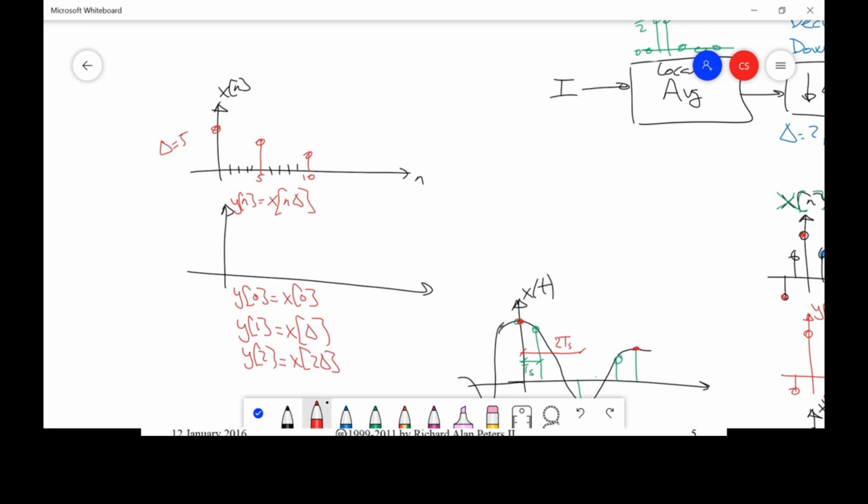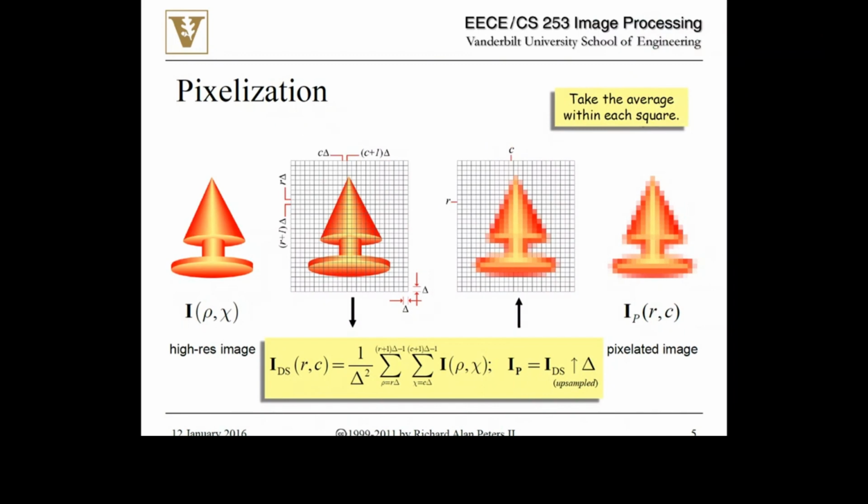Just to put some numbers. So in general, this is what this equation is saying. If you have a sample in the downsample image that is at n, in the original image, it is at n delta. So that is what we are doing here. In my downsample image, this is the pixel RC. In my high resolution image, this is at the location R delta, C delta.